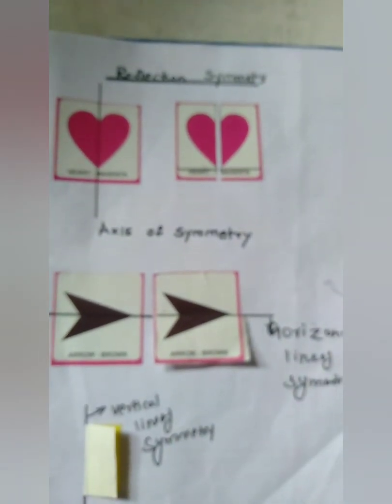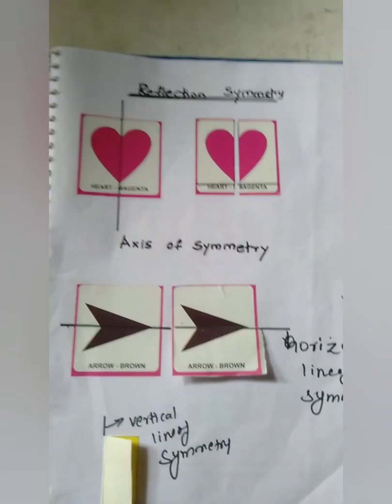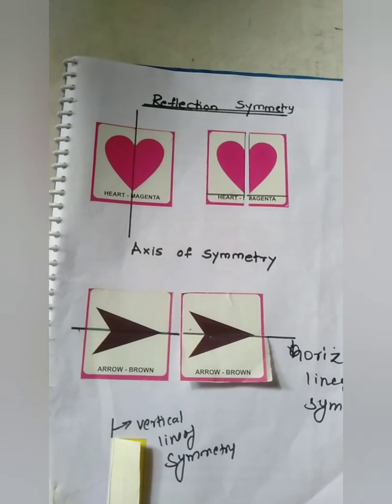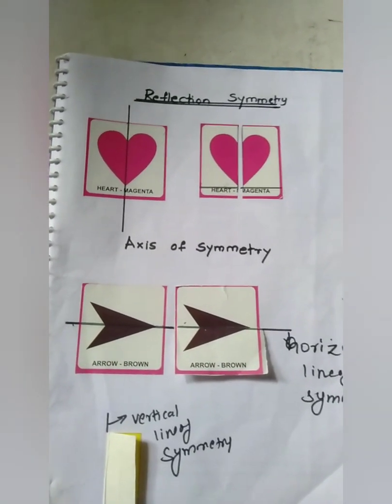Now the question is whether a figure can have two lines of symmetry. The answer is yes. A figure can have more than one line of symmetry. Let us take that type of figures.